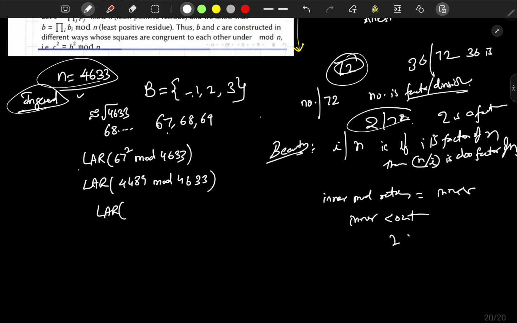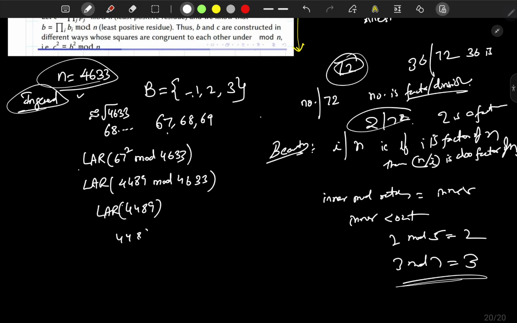2 mod 5, how much? 2. 3 mod 7, how much? 3, like that. So the answer is 4489. But if you observe, 4489 is greater than n by 2, where n is 4633, so n by 2 is 2315 something. So in this case, LAR will be 4489 minus 4633, so the answer will be minus 144.